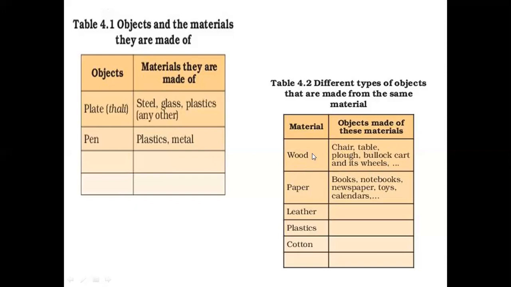Wood. Using wood, we can make chair, table, bullock cart, plough, etc. Now, using paper, we can make notebooks, books, newspapers, calendars. Now, coming to leather. Using leather, we can make leather shoes, leather pouches, ladies' handbags, leather belts, etc.